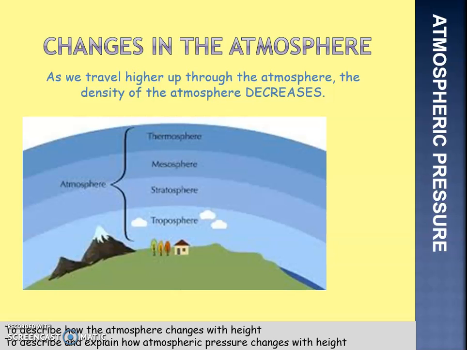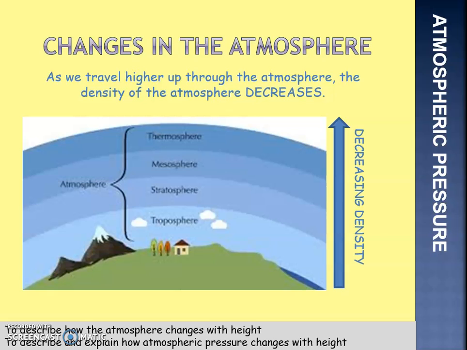Okay, the most dense in this case would be the troposphere. That's the lowest down, it has got the lowest height from sea level. Whereas the lowest density, the one where the particles are furthest apart, would be the thermosphere, because that's as far away as it can get. As we increase height, we decrease density.